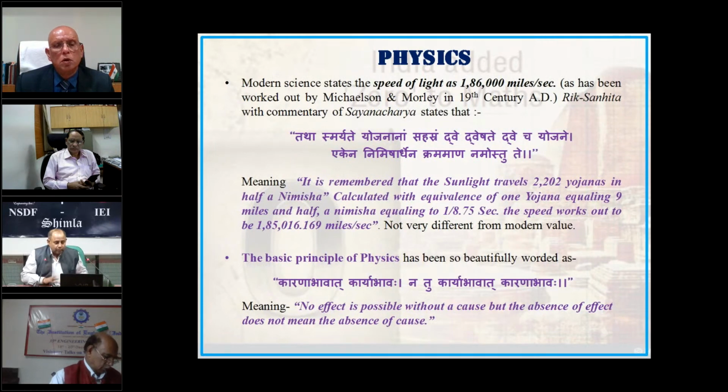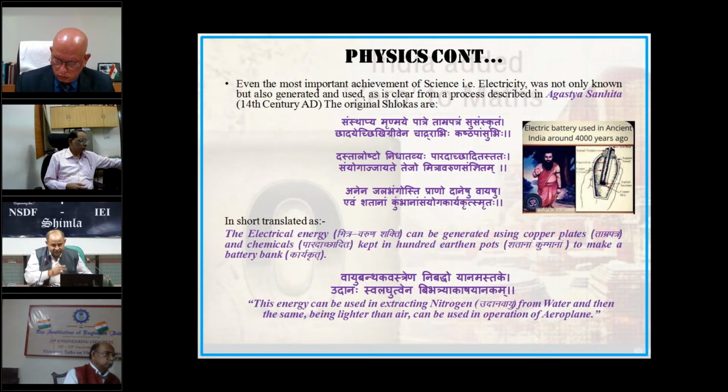Now coming to physics, we're talking about electricity. We say that electricity was discovered by Thomas Alva Edison. That's what we say. But see, 4,000 years ago, Rishi Agastya, what did he do? He produced electricity with copper plates in 100 pots. It's a recorded thing, and you can do it yourself. In 100 earthen pots, if you put copper plates and fill them with a chemical solution, it generates electricity, and that's what he's mentioned.